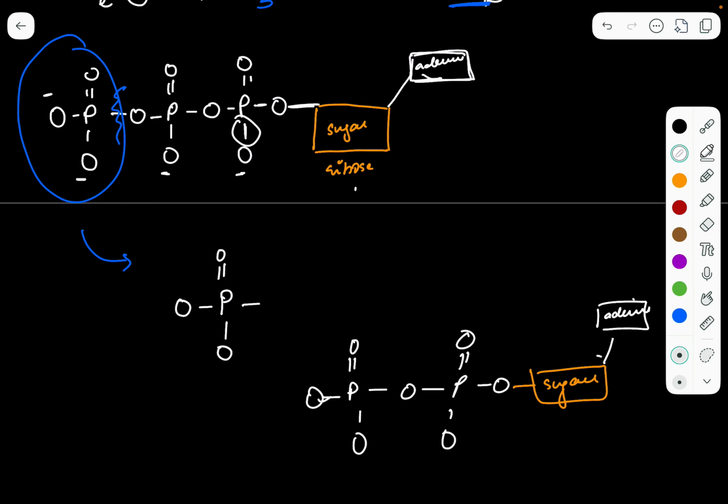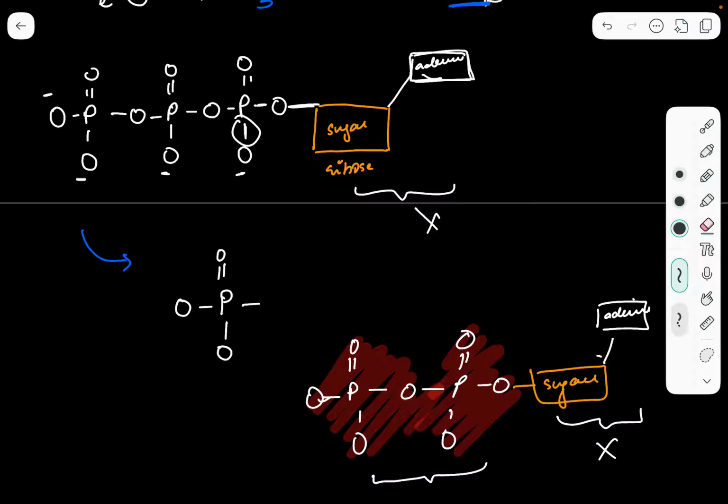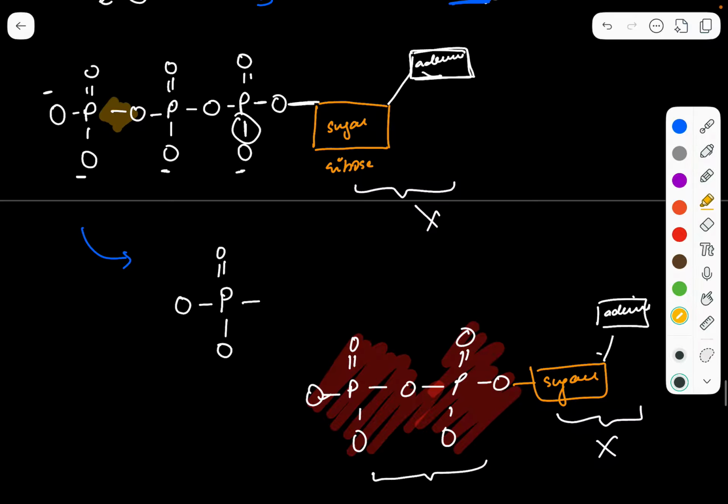The remaining part of the structure doesn't change. This doesn't change. But this did. This part did. Right? This part changed. Now, how exactly did this happen? We broke this bond. We targeted this bond. This one. We broke this bond.